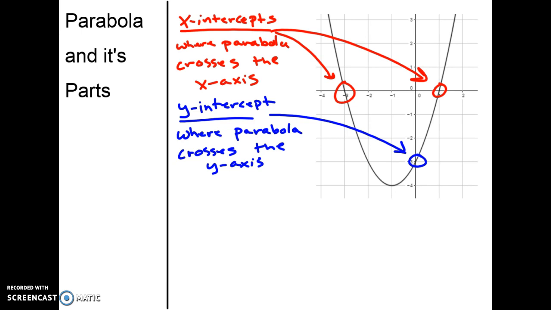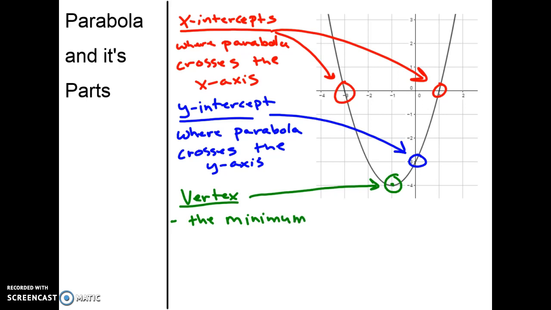And then the last thing for a parabola is what we call the vertex. The vertex is this point right here, and that is defined as the minimum or maximum point on a parabola. If the parabola was pointing down, it would be a maximum point. In this case, it's a minimum point because it is the lowest point on the parabola.